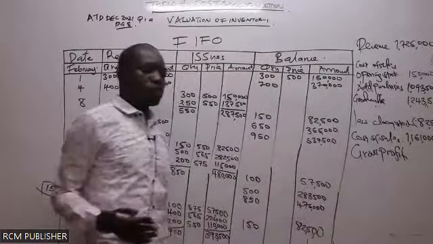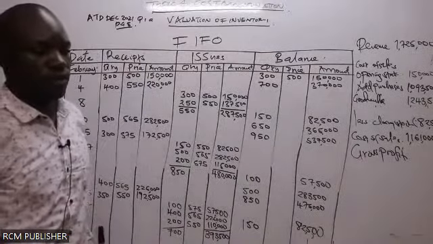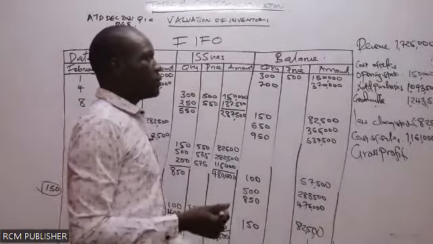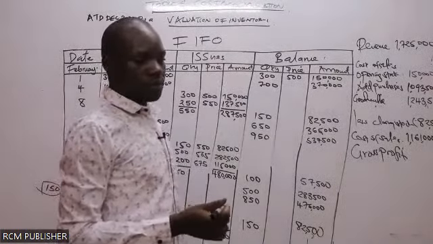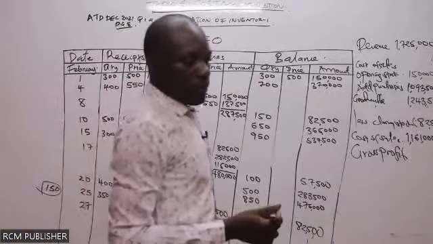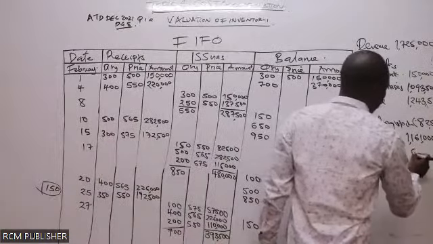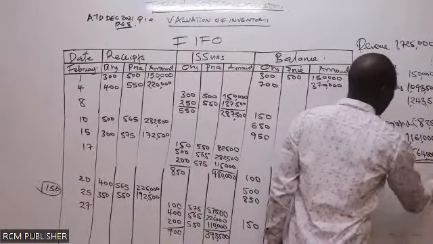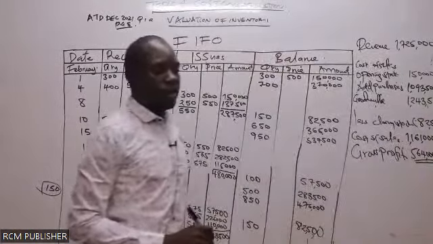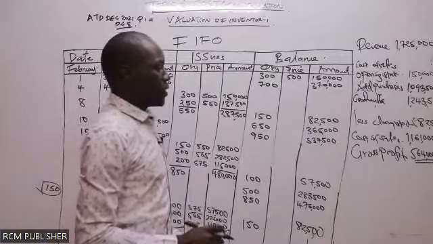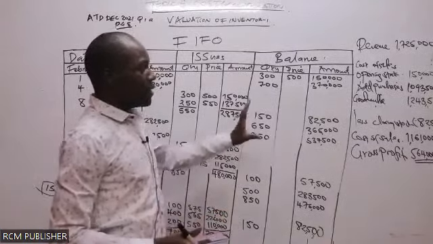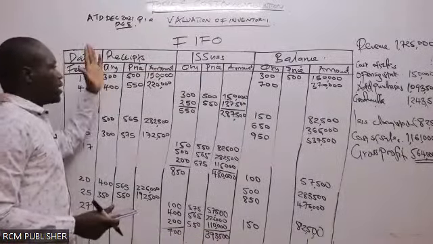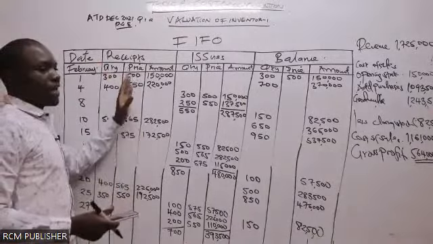So somebody post for me the gross profit value. Gross profit, the difference between revenue and cost of sales, is 564,000. So as you can see, what we are dealing with here is direct costs.